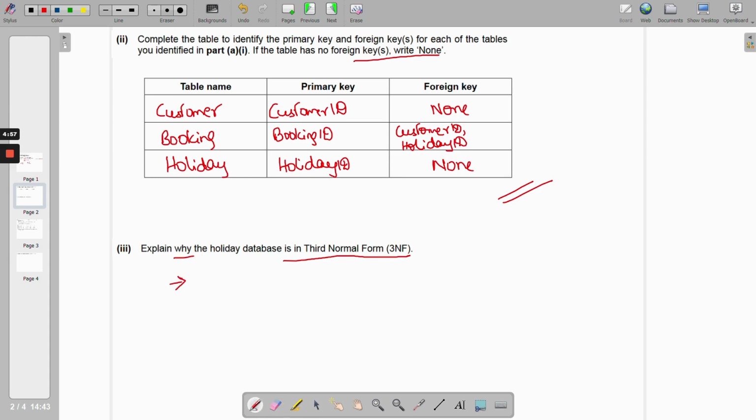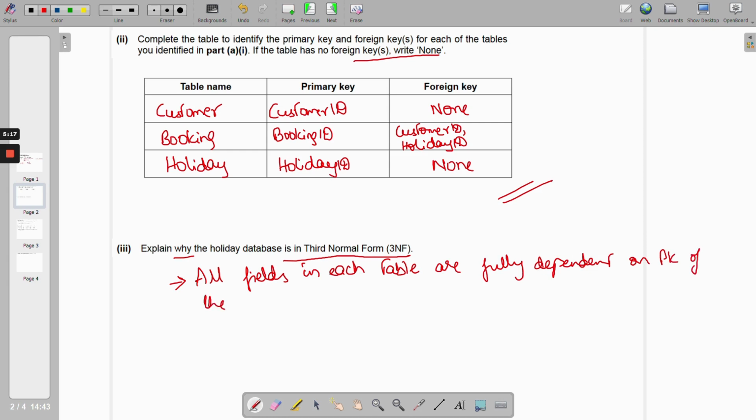So all fields in each table are fully dependent on the primary key of the table. This is one reason for the table being in the third normal form.